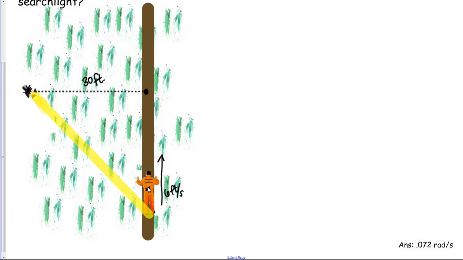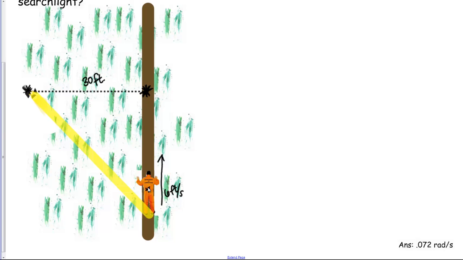The searchlight focuses on the convict as he walks, so we see that here with this light beam. At what rate is the searchlight rotating when the man is 40 feet from the point on the path closest to the searchlight? Well, here's the point on the path closest to the searchlight, right here, the star I'm drawing. So we want to know what rate the searchlight is rotating when he's 40 feet from the point I have marked with a star here.